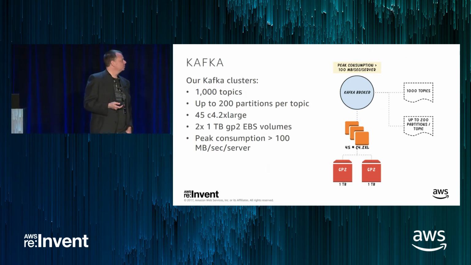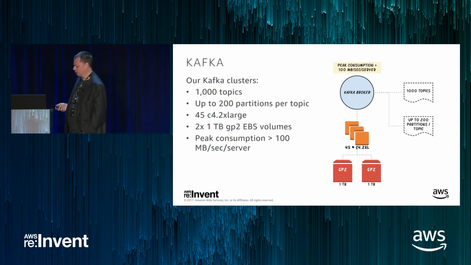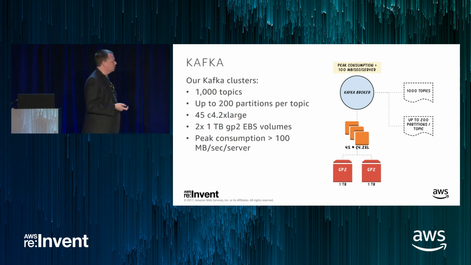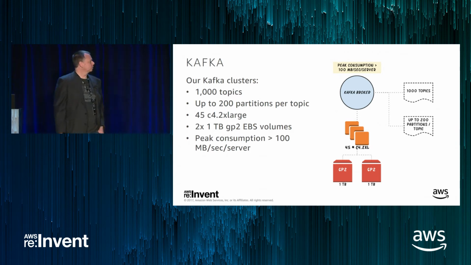We're using GP2 EBS volumes, as Andre mentioned. ST1 is a much more typical use case for Kafka, but because we're publishing very small messages and because we have a lot of partitions per broker, we're concerned about the amount of random I/O we do, and so we use GP2. And as you can see, we peak over 100 megabytes per second per broker today, with no problem.